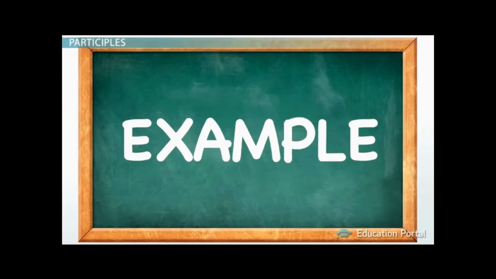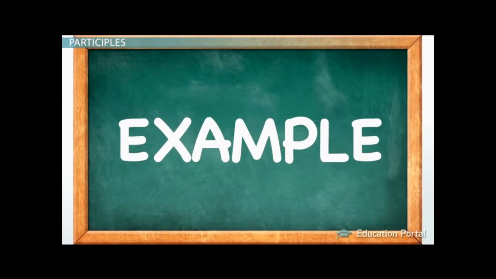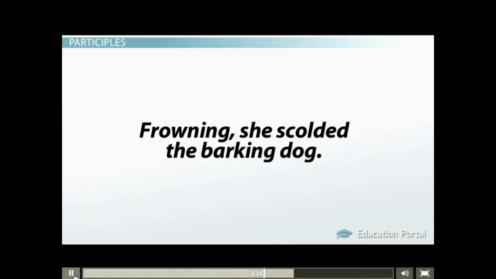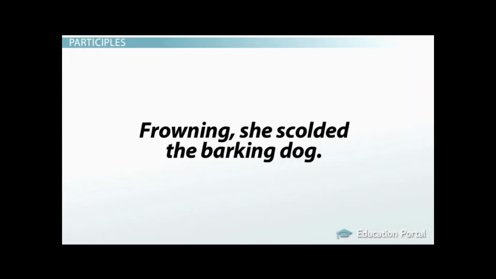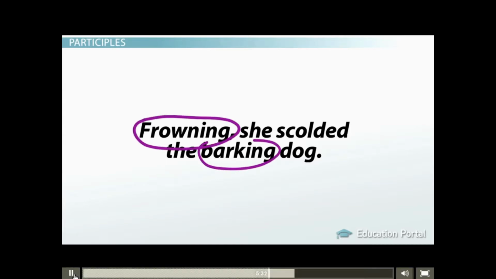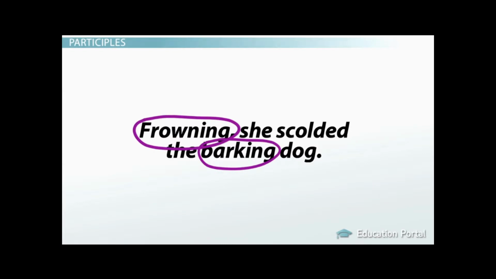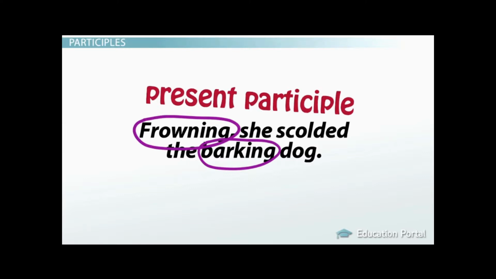Let's look at an example using two present participles. Frowning, she scolded the barking dog. This sentence has two verbs ending in ing, frowning and barking. Both of these describe nouns. Frowning describes the woman and barking describes the dog. So, frowning and barking are present participles.